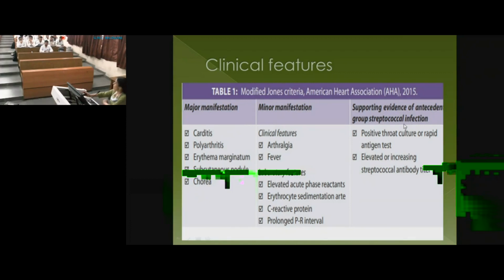Now why that is important is because once you have diagnosed the child as rheumatic fever, you will put this child on secondary prophylaxis and you will give anti-inflammatory for 3 months, 12 weeks. So it's only when you have completed this criteria. So you have to know these criteria, right?